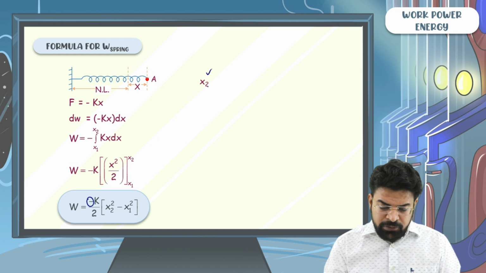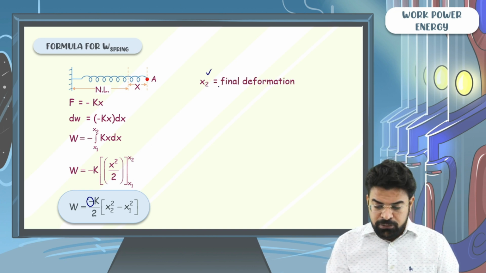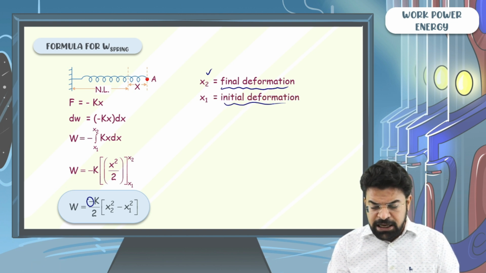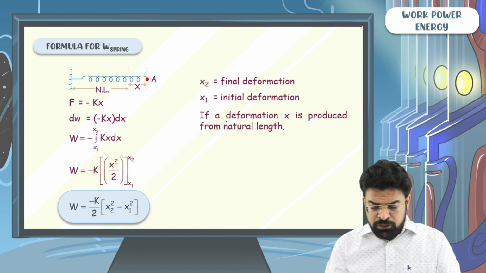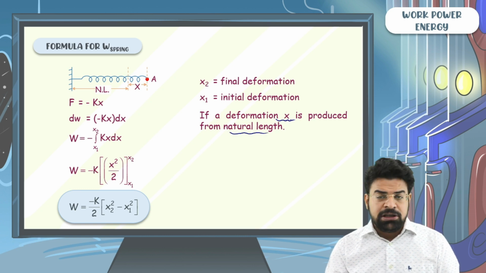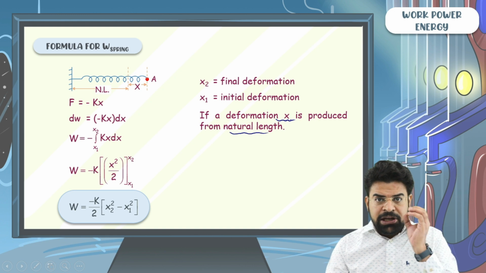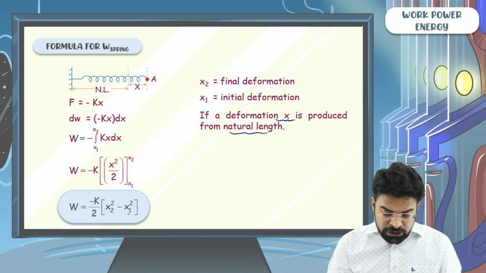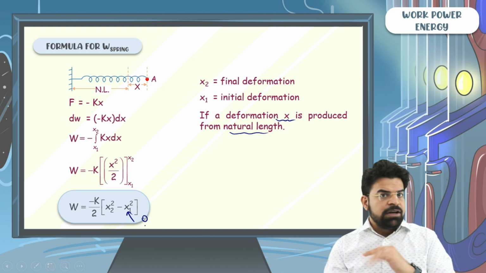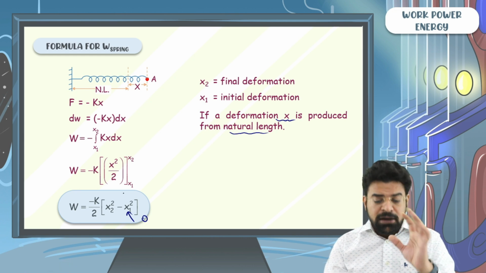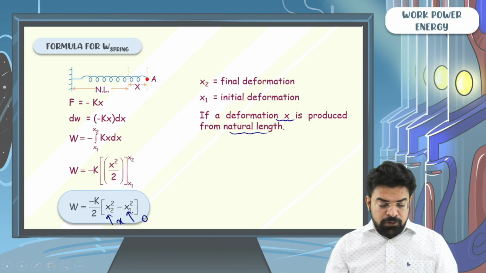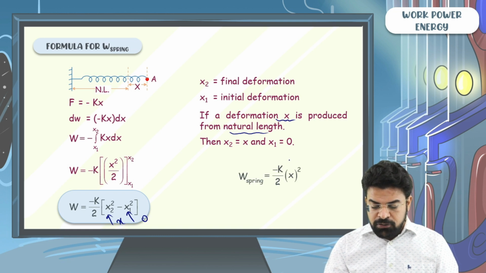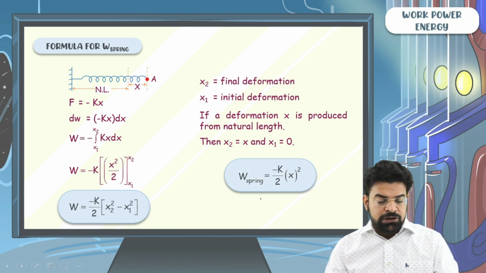Now let's say we take the final elongation as x2 and initial deformation as x1. If initially the spring is in natural length, then x1 has to be 0, initial deformation is 0, and let's say the final deformation is x, then the work done by spring equals minus k by 2 into x square.